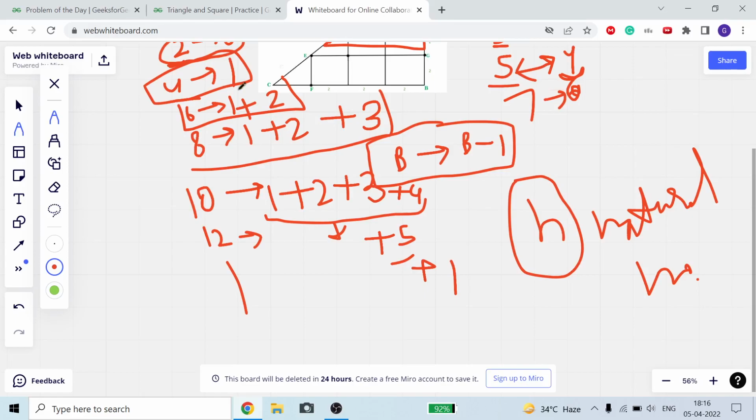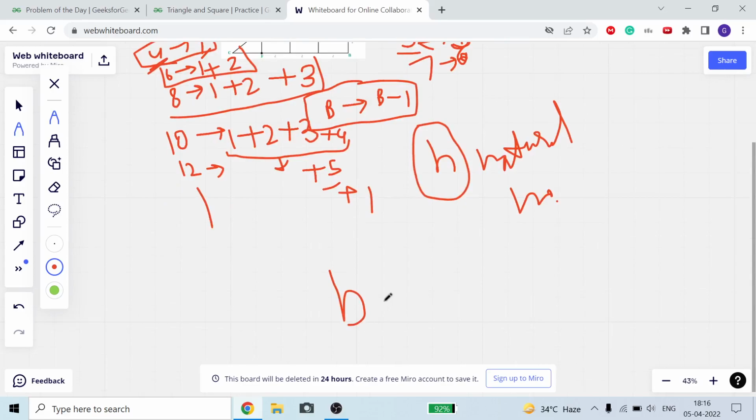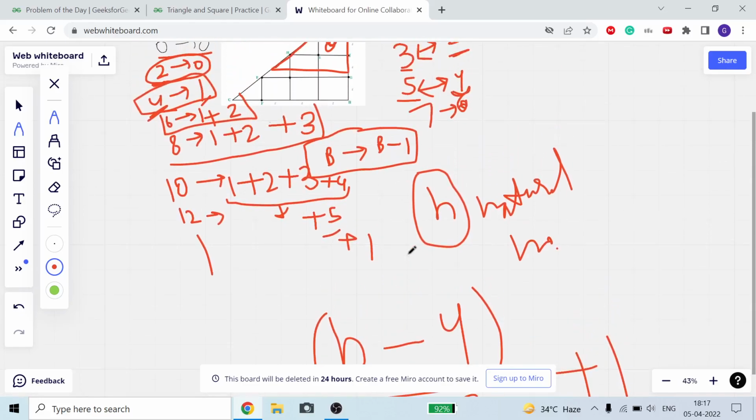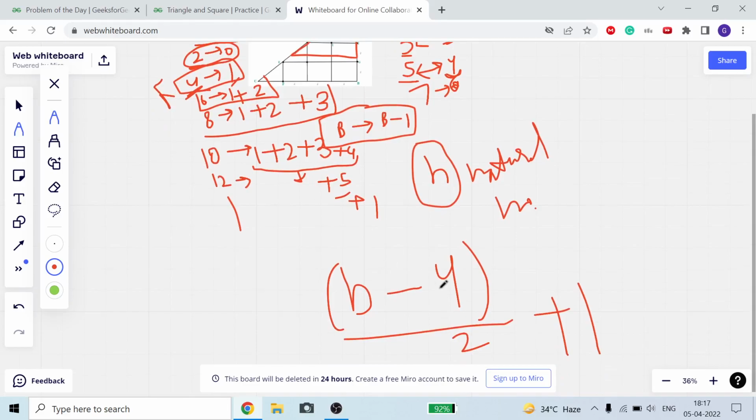The first b for which our answer is possible is 4. So what we will do is subtract 4 from our b, divide this number by 2, and add 1 to it. You can try it. For 4, put 4 in it: 4 minus 4 is equal to 0, 0 divided by 2 is 0, plus 1 is equal to 1. So here you will get 1.